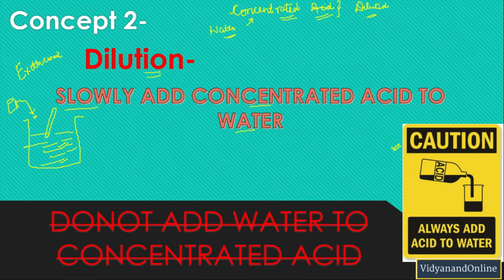Now, you cannot add water to concentrated acid. This is very dangerous because suppose in this beaker you have the acid and you start adding water to it. As soon as you add the water, a large amount of heat will be evolved from this acid and it could cause excessive burning. So this is the word of caution. Do not add water to concentrated acid. It is always vice versa. You need to slowly add concentrated acid to the water and you have to keep stirring the solution.